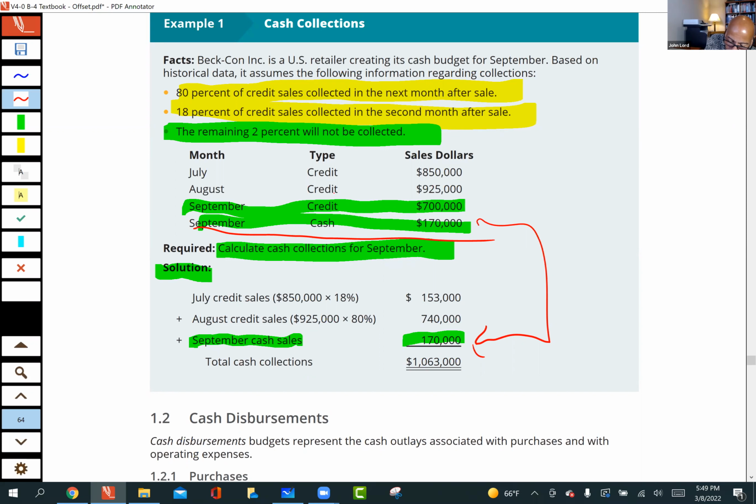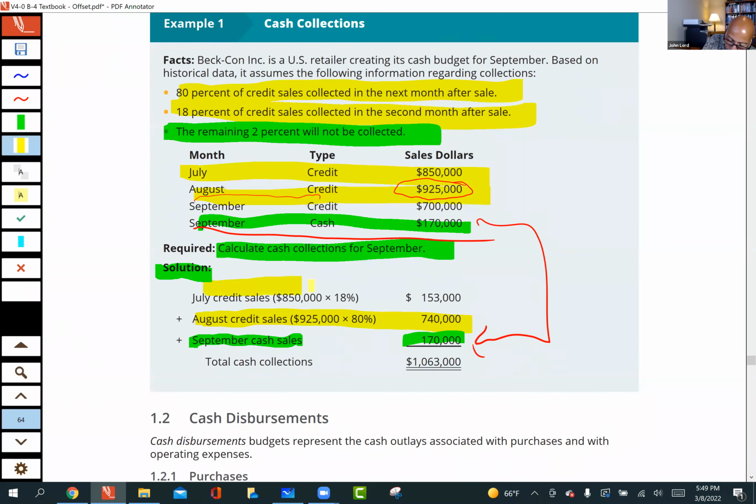Of the credit sales, we'd have to look at our August right here. I don't know why I highlighted September credit there, because they're not going to collect any of that in September. They'll start to collect that money in October, right? But for September, we're going to collect 80% of the previous month's sales. That's August right there. Okay, and then we'll collect 18% of July. Total cash collection.